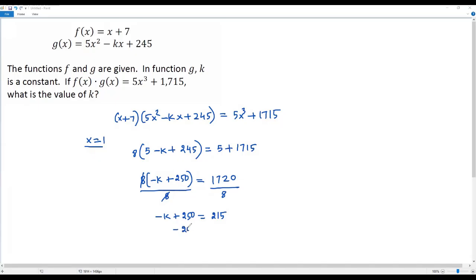Let me subtract 250 from both sides of this equation. Okay, here this positive value and negative value will cancel out. I am getting negative k on the left side. On the right side, negative 35. Now let's multiply both sides of this equation by negative 1. When I multiply this negative k by negative 1, I am getting k on the left side. When I multiply this negative 35 by negative 1, I am getting positive 35. Here I got the value of k, that is 35.